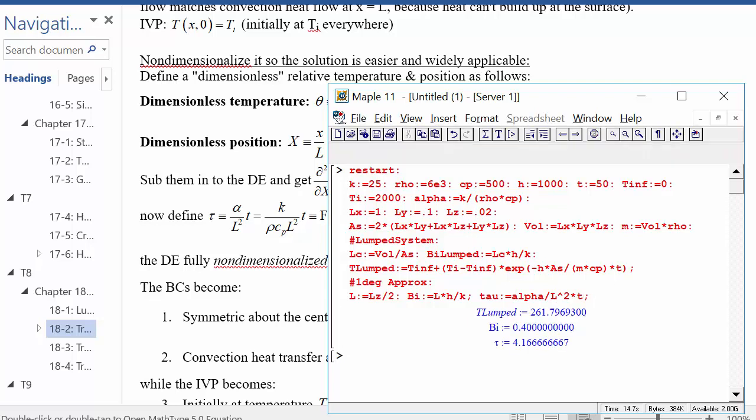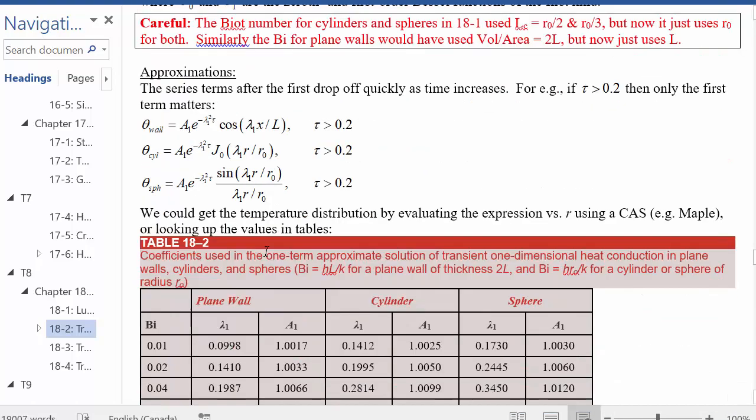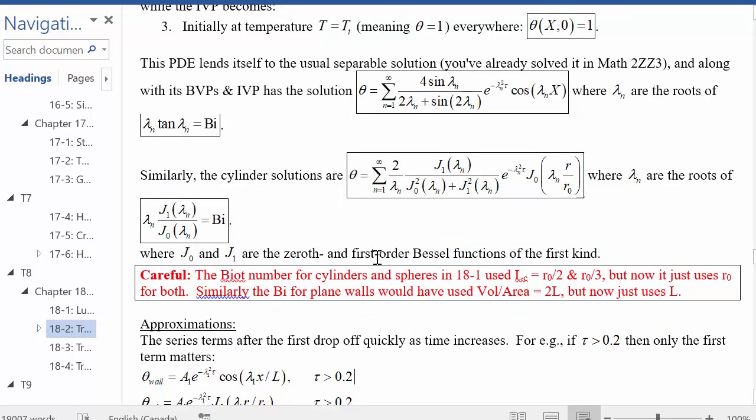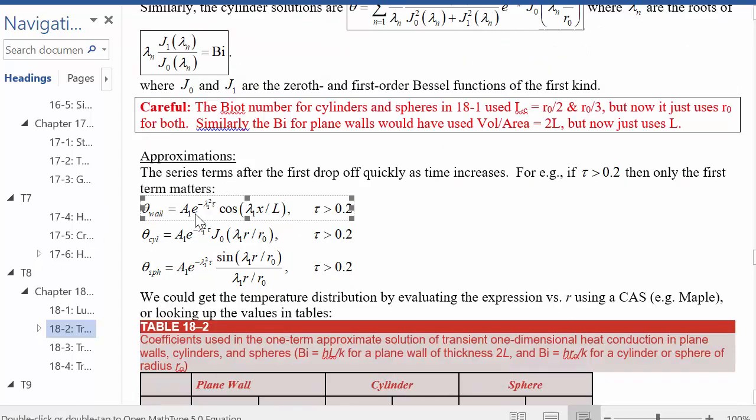So that's tau is alpha t over L squared. So with t of 50 seconds, we've got a Biot number of 0.4 and a Fourier number of 4.16. Okay. So with that information ready, because the Fourier number of 4 is bigger than 0.2, we're okay to use just the one-term approximation. And that means we can substitute in, we just need to figure out what lambda 1 and A1 are.